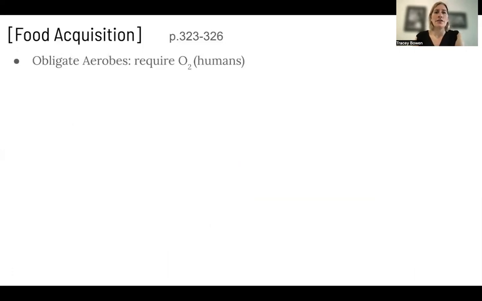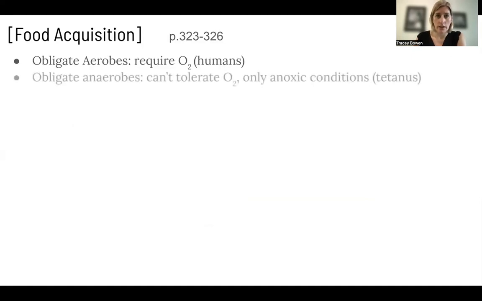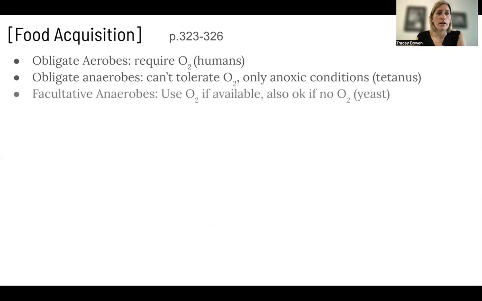So there's a lot of different ways that organisms get food. There are obligate aerobes, which require oxygen. Those are like humans. Obligate anaerobes can't tolerate oxygen at all. They only deal with anoxic conditions. So that would be like the bacteria tetanus. Facultative anaerobes use oxygen if it's available, but they're also okay if there's no oxygen. So that would be like yeast.